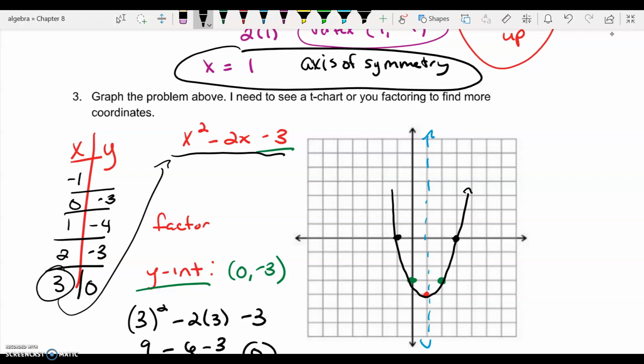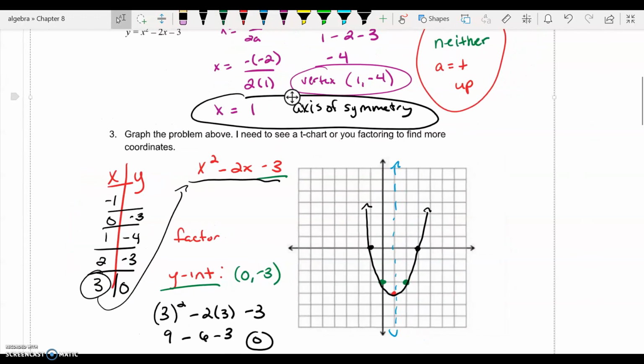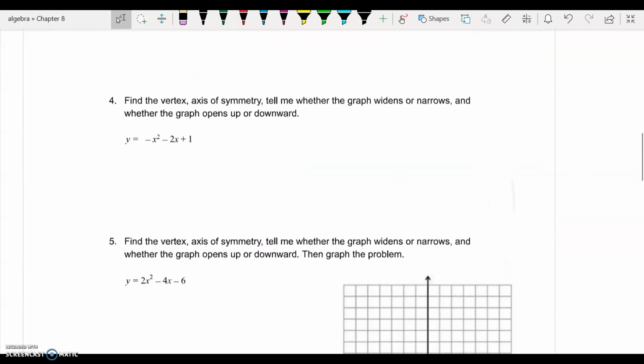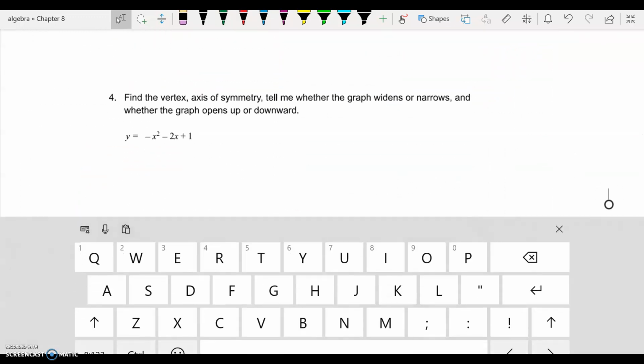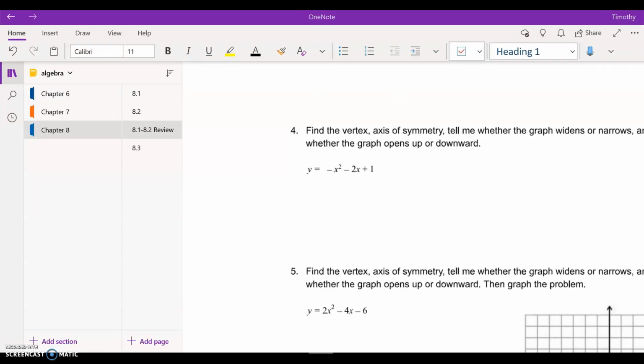Guys, if you do not understand the parabola, I've seen a lot of wrong graphs, a lot of people not even trying to graph it. You need to let me know so I can help you understand it. Okay, so that would be number 3. Number 4, I'm going to pause this and let you guys do it, and then I'm going to write the answers on here.